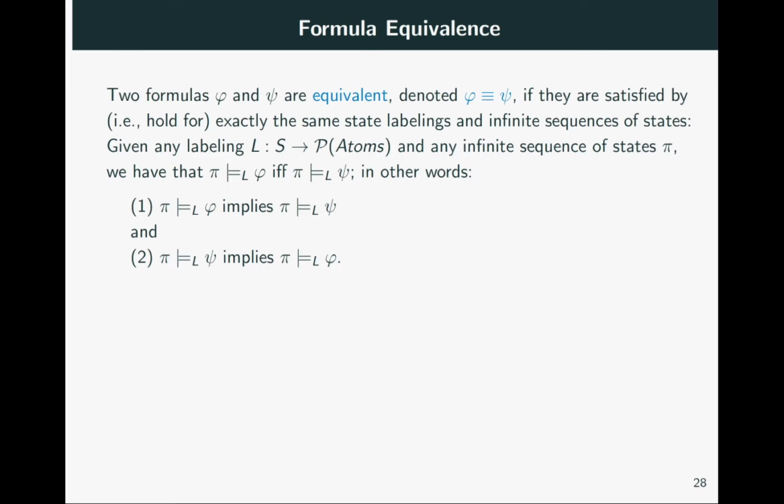This is the same as saying the following two facts. That on the one hand, pi satisfies phi implies pi satisfies psi, and on the other hand, pi satisfies psi implies pi satisfies phi, all with respect to the labeling L. As you can see, equivalent means that they are semantically the same. One is satisfied by an infinite sequence whenever the other is satisfied, and vice versa.